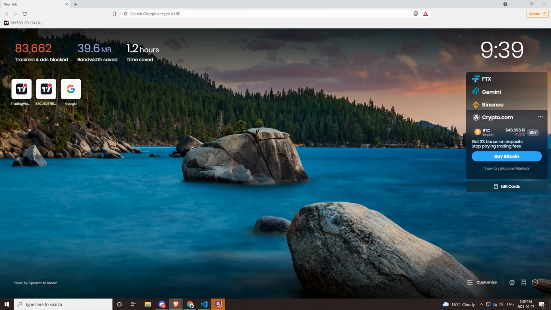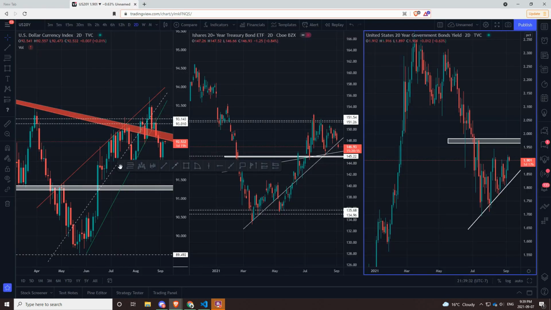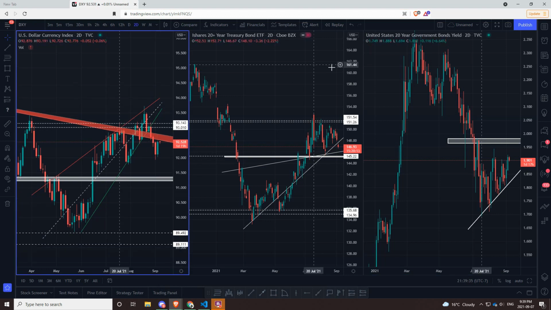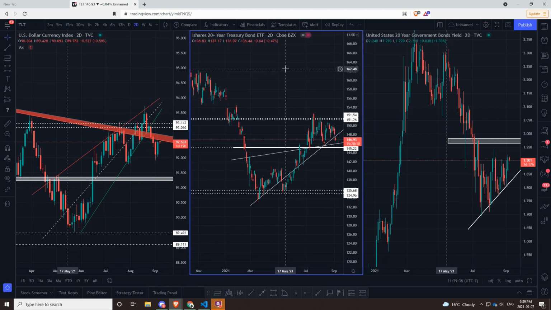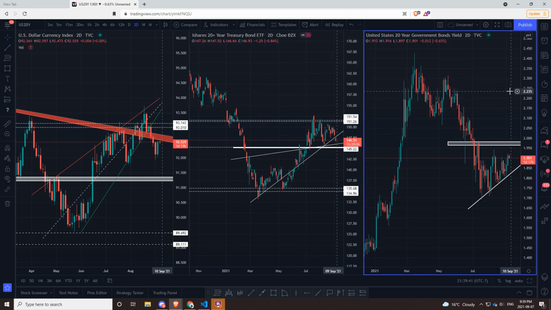We'll then look at our final chart, which is going to be the view of basically U.S. assets, you could say, in terms of their currency as well as their treasuries for the bonds. So this is going to be the view right here. I'm just going to be pulling it over. So you've got three different charts here: the US dollar, the actual bond value for the 20-year treasury bond ETF, and then the yield for that 20-year government bond.